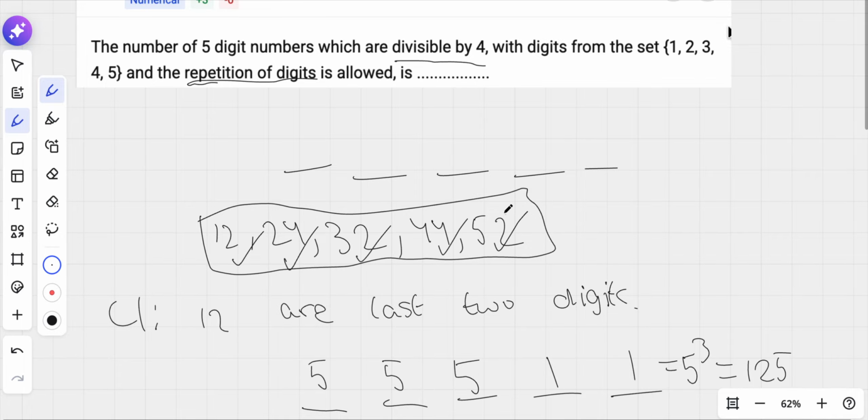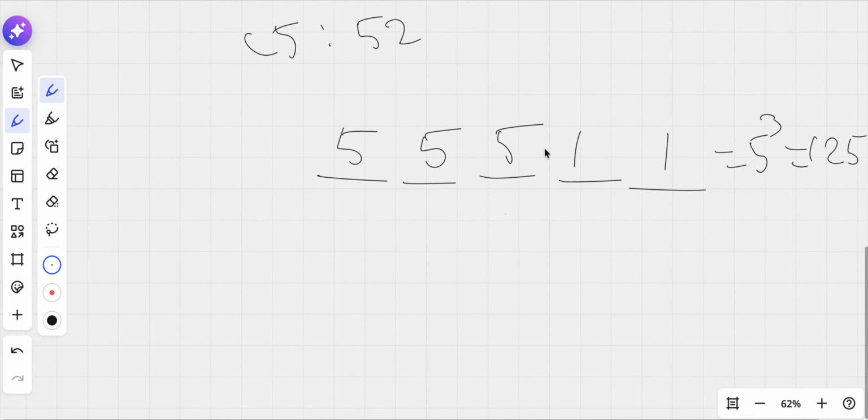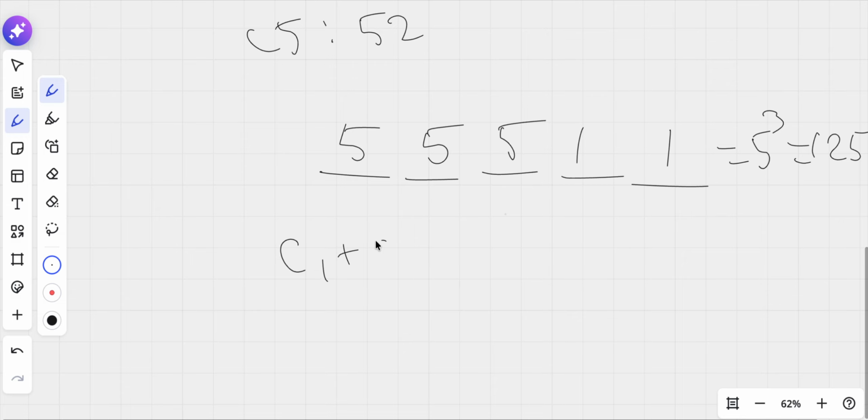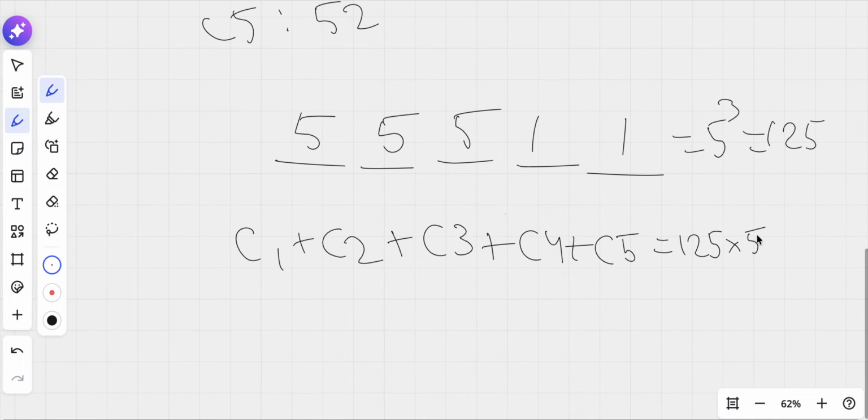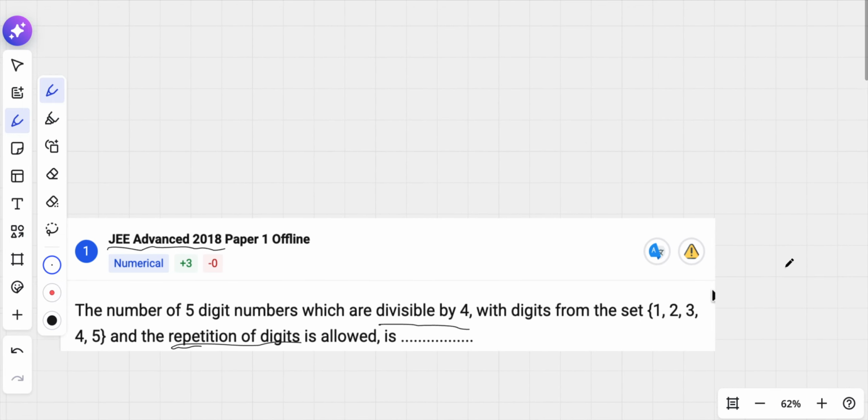So now we just have to add them up. It's that simple. C1 plus C2 plus C3 plus C4 plus C5. What is it going to be? 125 times 5 is equal to 625. So 625 was the correct answer for this JEE Advanced 2018 question.